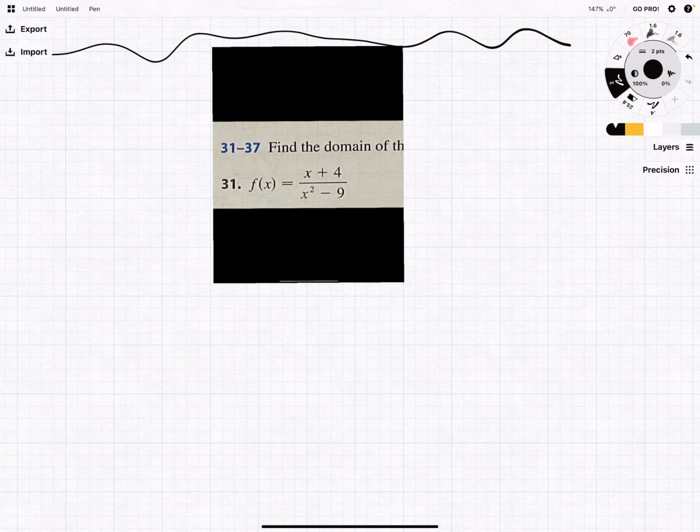Okay, so the domain, which I'll write here, basically is asking you what x values can you plug into the function and get some answer.